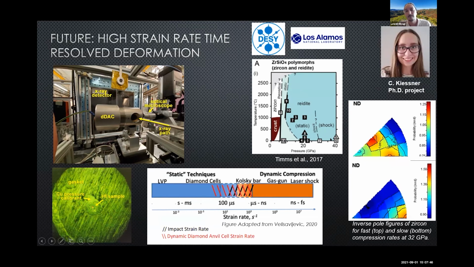And so there is a rate sensitivity to the phase transformation. And there also appears to be, in the literature, conflicting reports on the deformation mechanisms of zircon between static and shock compression experiments. And so what she's doing is looking at zircon and trying to explore a range of compression rates to understand what the deformation mechanisms of zircon are and where that phase transition occurs.